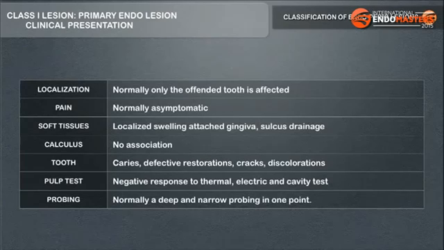Periodontal probing usually reveals a very deep and narrow probing on one point. As we have seen in the last slide, there is a normal probing when drainage has been established between the periosteum and the bone.